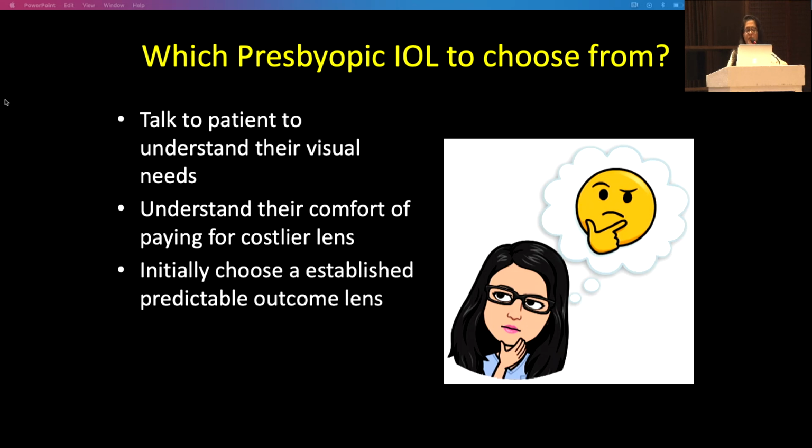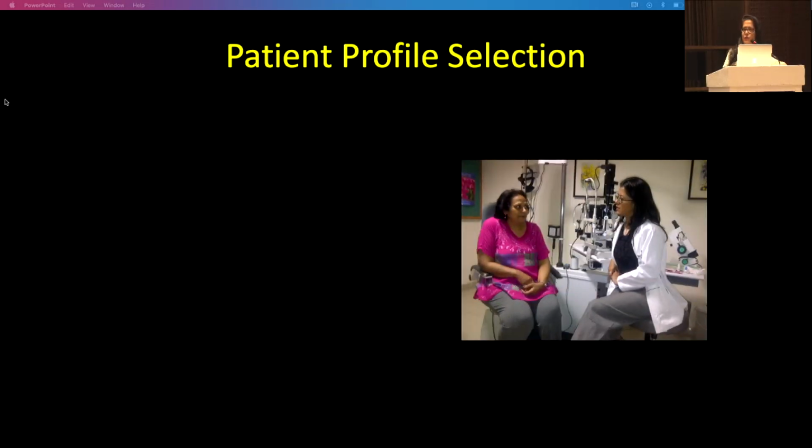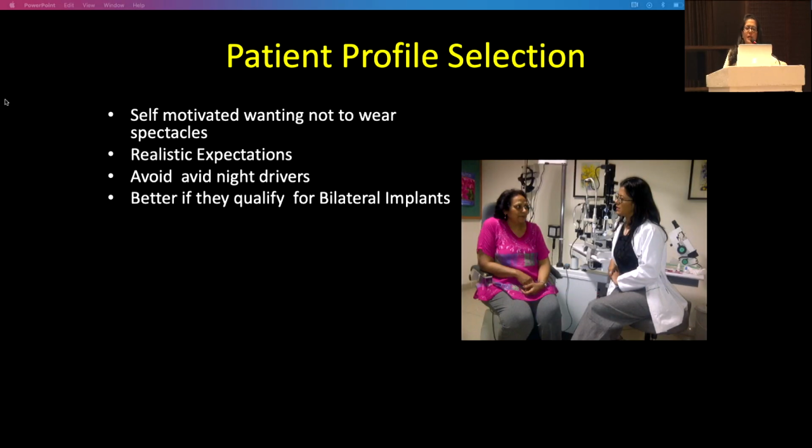It also gives you chair time to talk to your patient and build up that rapport with the patient. Choose an established, predictive outcome. For example, if the lenses have not been tried and tested, you don't want to burn your fingers by trying anything new. So rely on colleagues who have used these lenses, take feedback from them about their experience, and then start your practice on that particular lens.